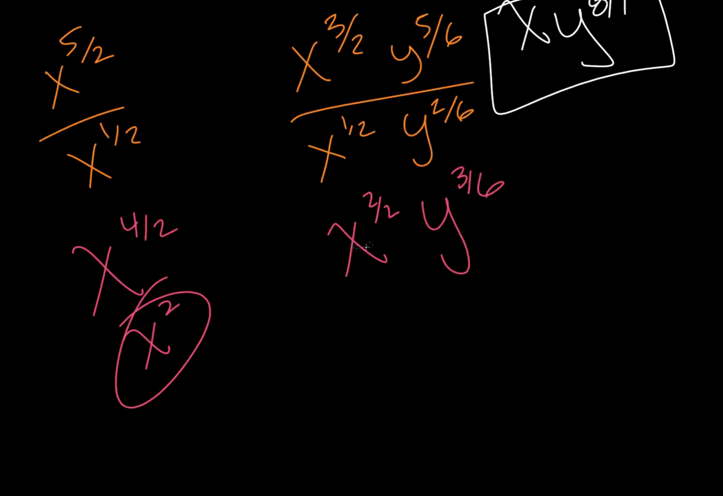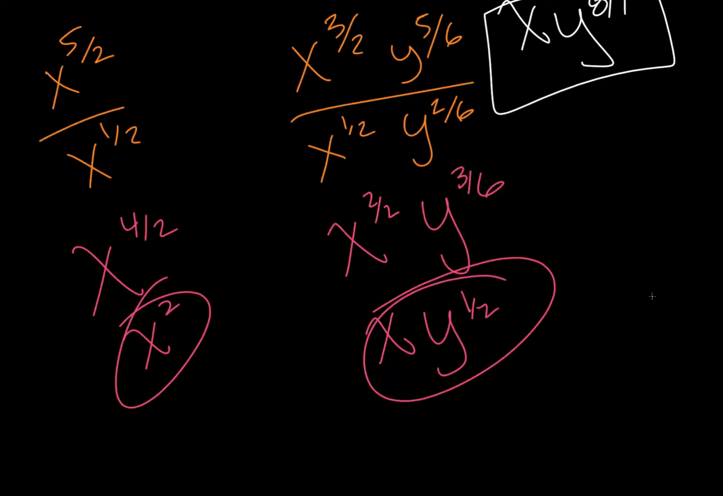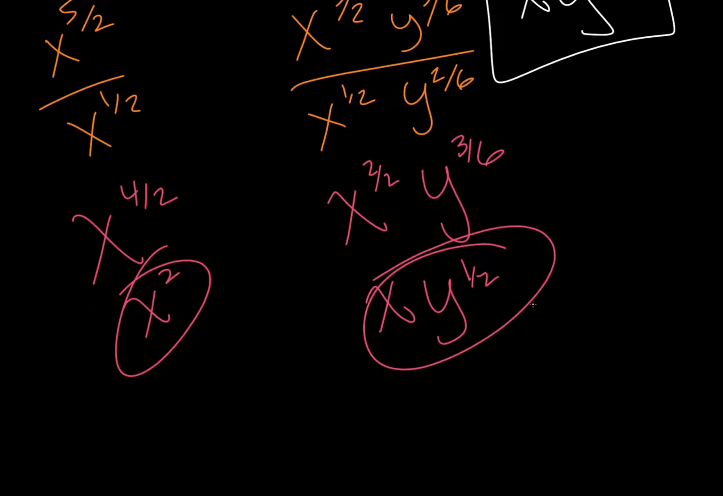And both of those we can reduce. So 2 over 2 is 1. 1 is redundant, so we just write x. And then 3 over 6 is 1/2. Okay. Then we're going to say x to the 1/2 to the 3/5.